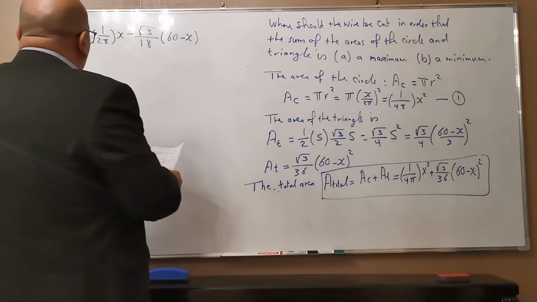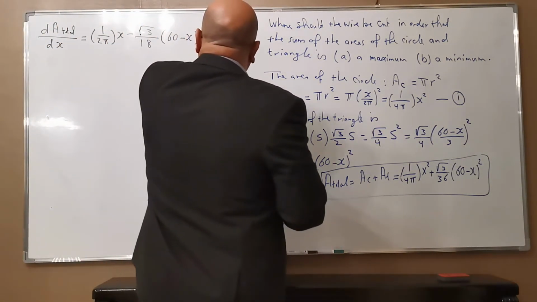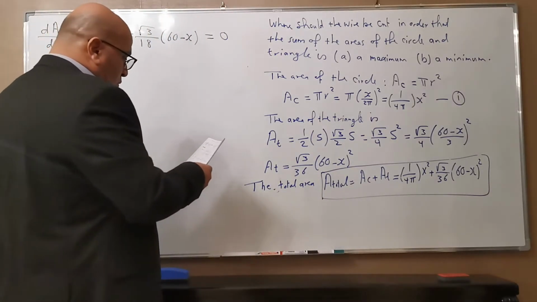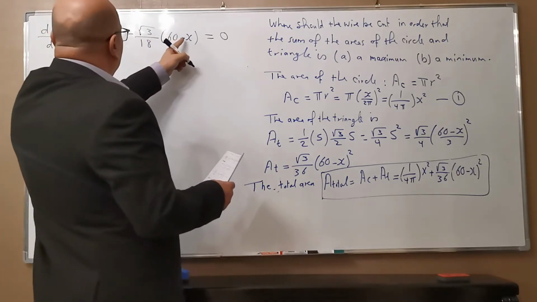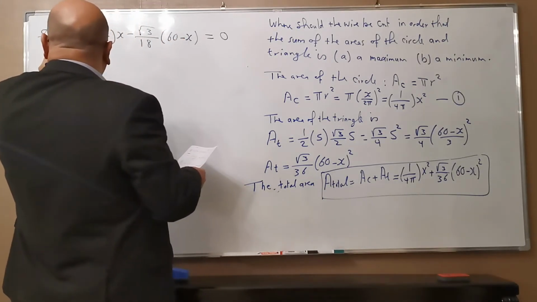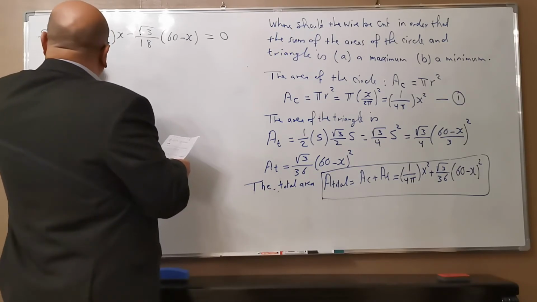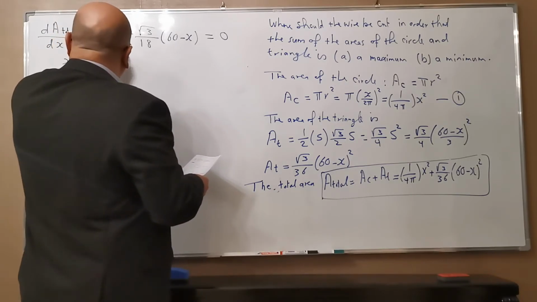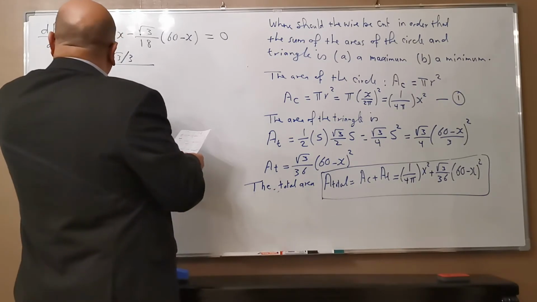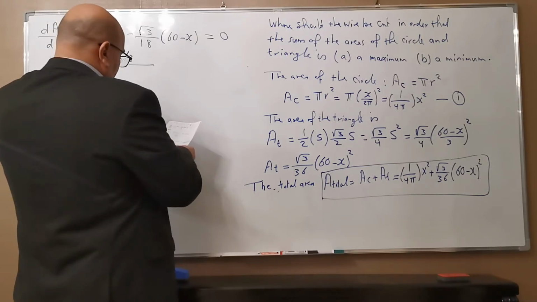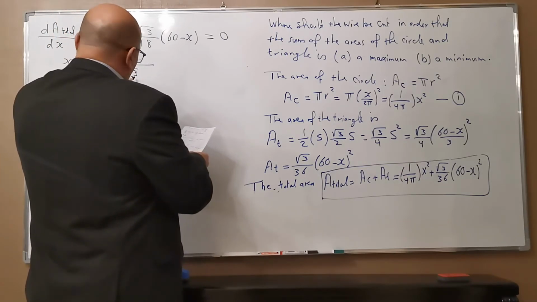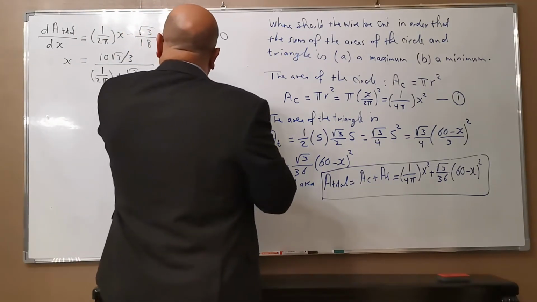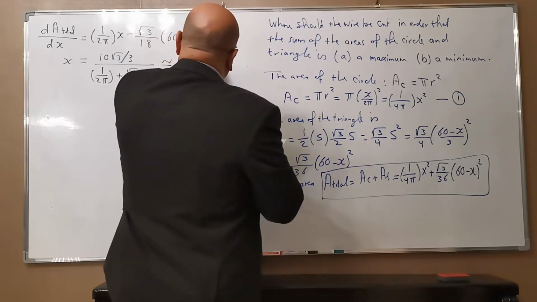Okay? So if we let this be equal to 0, then we have only 1 x and this x, take those as common factors, and you end up with x equal to 10 square root of 3 divided by 3, over 1 over 2 pi plus square root of 3 over 18. And this is approximately equal to 22.61 centimeters.